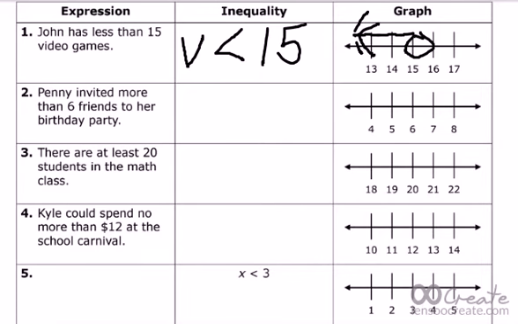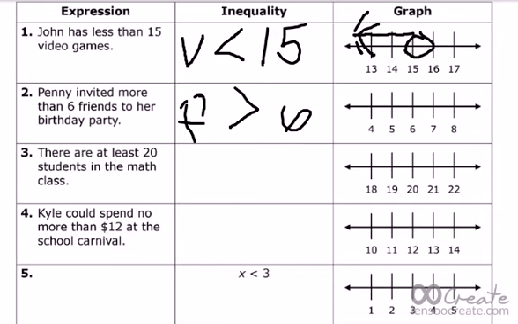We put an arrow that shows it can be any of those numbers that are less than 15. Okay, so looking at number 2, Penny invited more than 6 friends to her birthday party. If we want to write the inequality for how many friends she invited, we can use f as a variable for friends. And we know that she invited more than 6, so we can do a more than symbol and then 6. However many friends there are, we're not certain, but we know that there were more than 6.